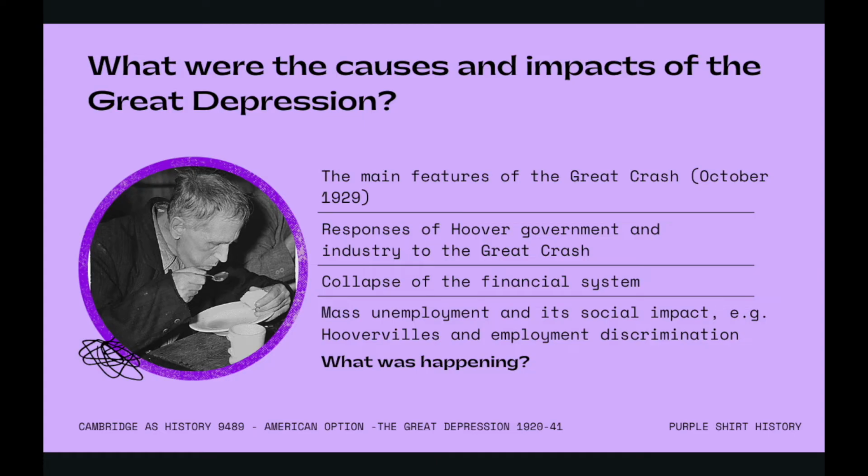The Dow Jones Industrial Average plunges throughout October and November of 1929. It won't be until decades later that the Dow Jones reaches its all-time high again. So this shows you how long-lasting the effect of the collapse was. People's entire life savings are wiped out. It's all incredibly grim. Mass unemployment and its social impact, example given, Hoovervilles and employment discrimination.